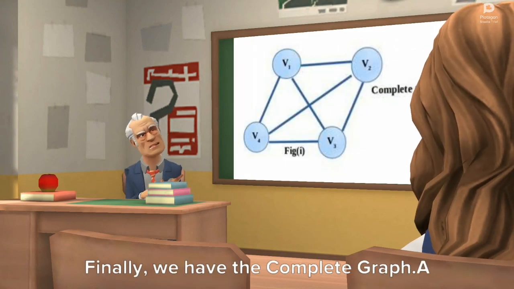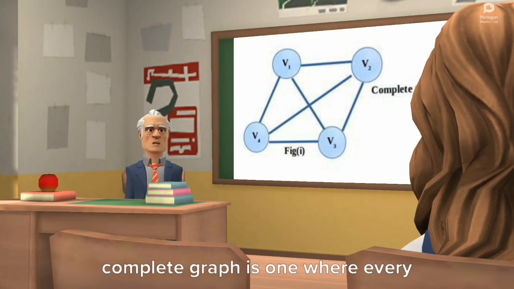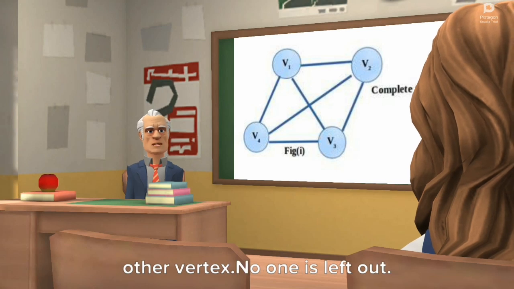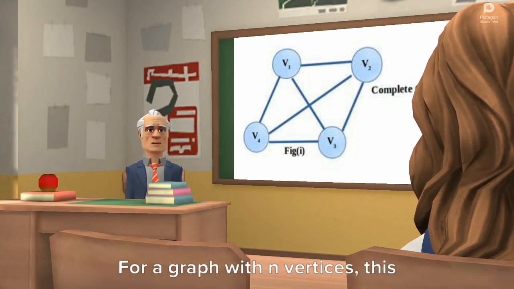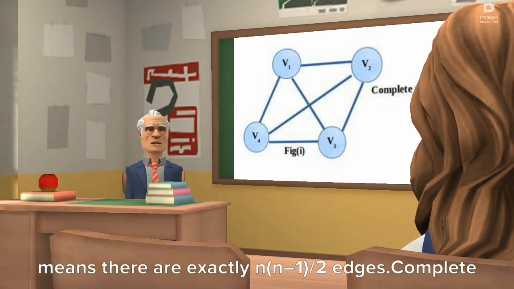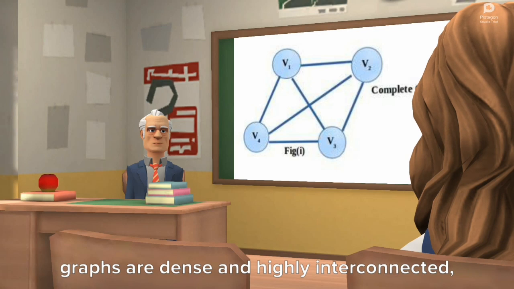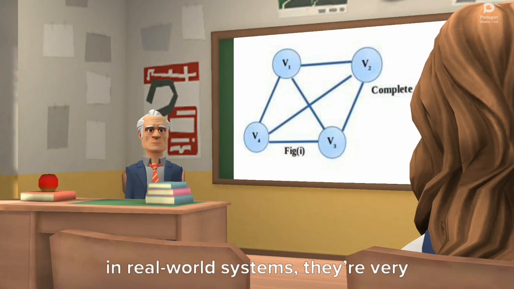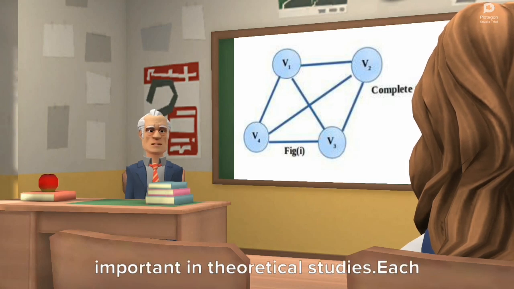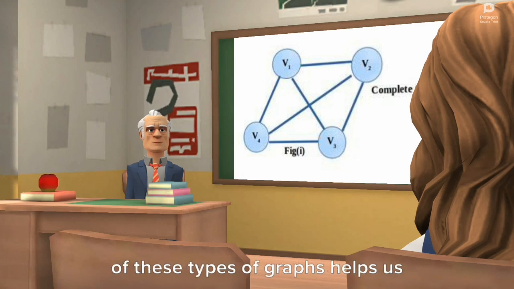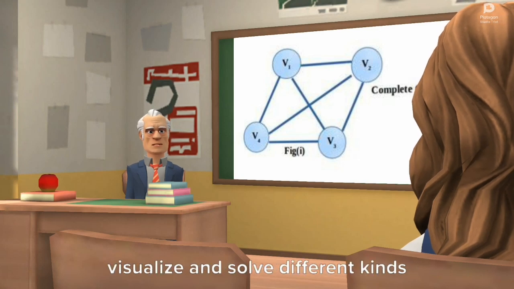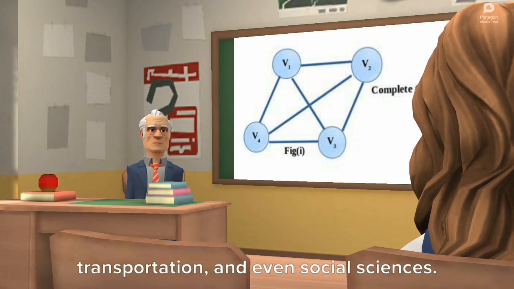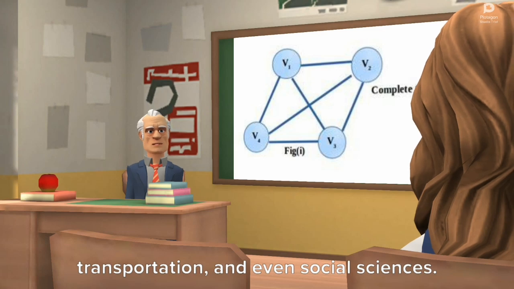Finally, we have the complete graph. A complete graph is one where every single vertex is connected to every other vertex. No one is left out. For a graph with n vertices, this means there are exactly n(n-1)/2 edges. Complete graphs are dense and highly interconnected, and while they're not always practical in real-world systems, they're very important in theoretical studies. Each of these types of graphs helps us visualize and solve different kinds of problems in computing, engineering, transportation, and even social sciences.